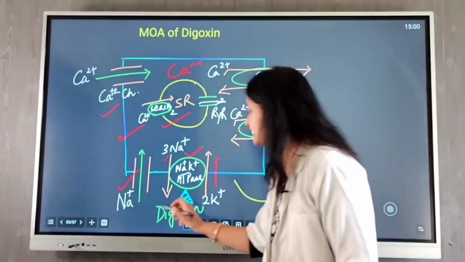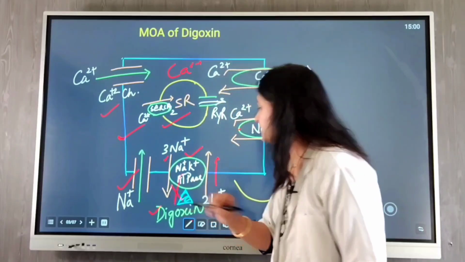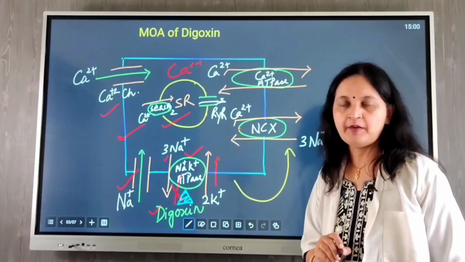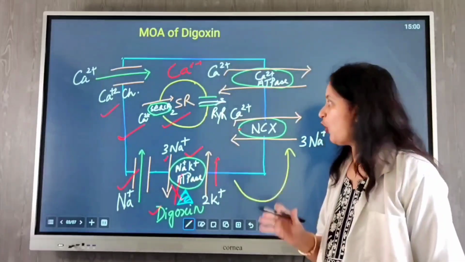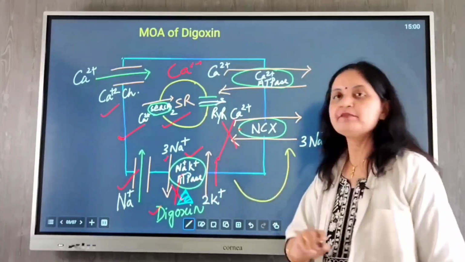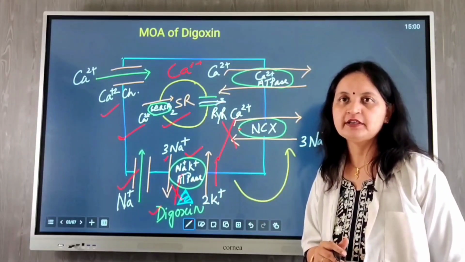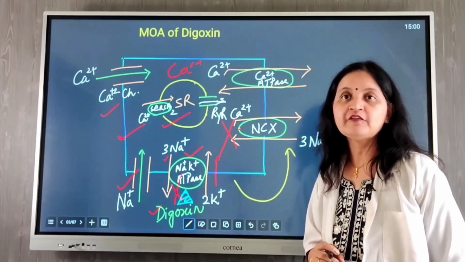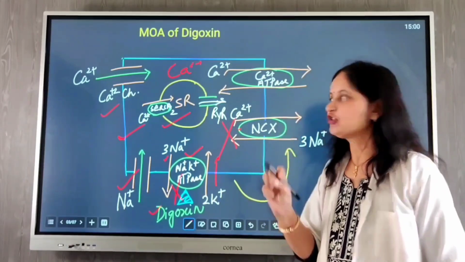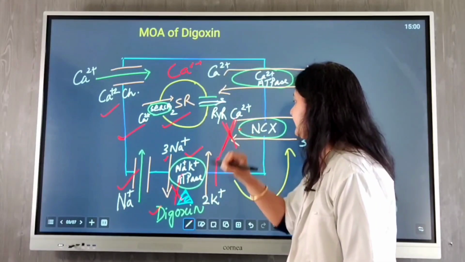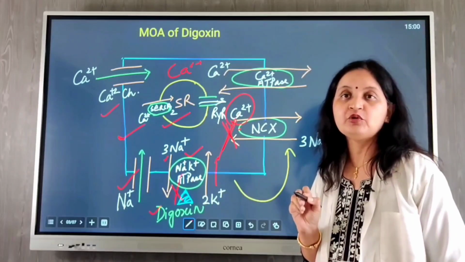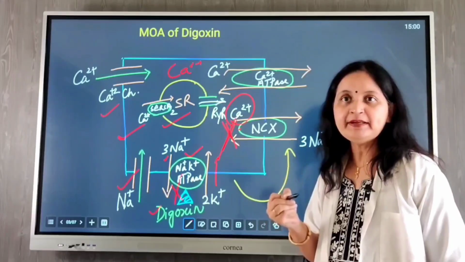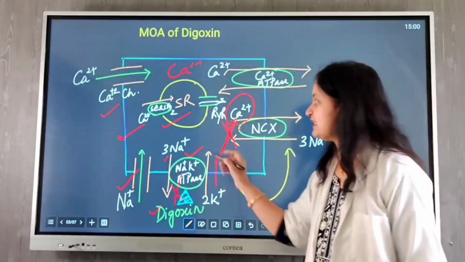Now when digoxin is administered, it inactivates the sodium potassium ATPase pump. So when the sodium potassium ATPase pump is inhibited, this also inactivates the sodium calcium exchange transporter, which is responsible for the removal of calcium. So the removal of calcium by this transporter is inhibited. Calcium accumulates inside the cell.